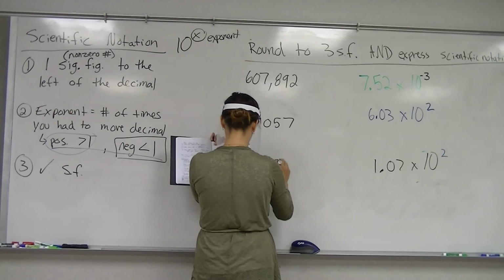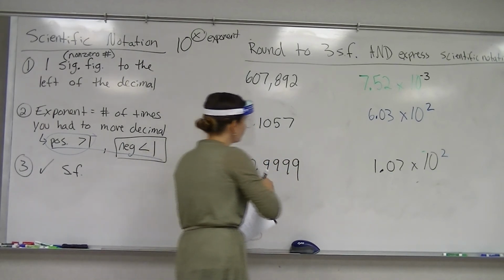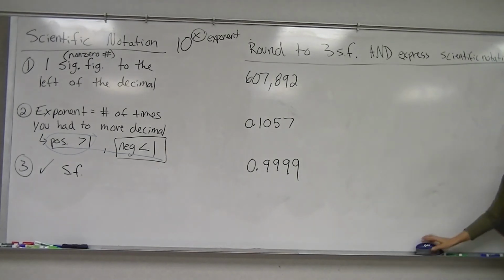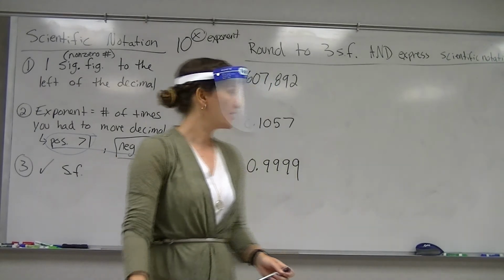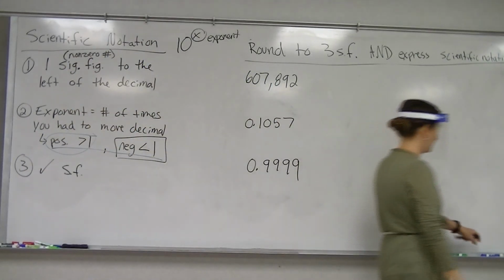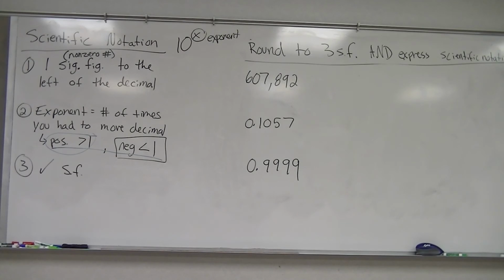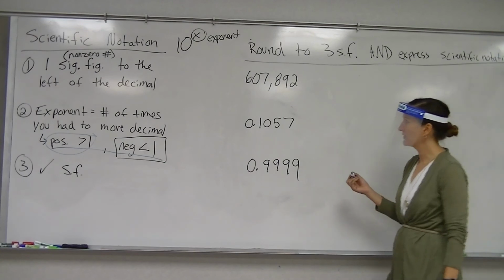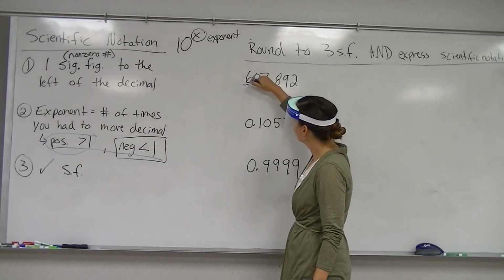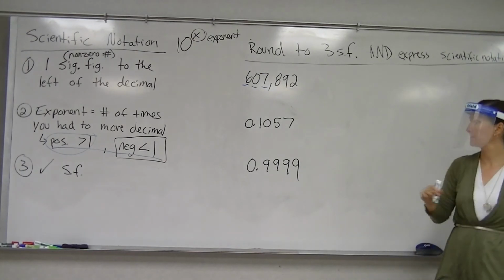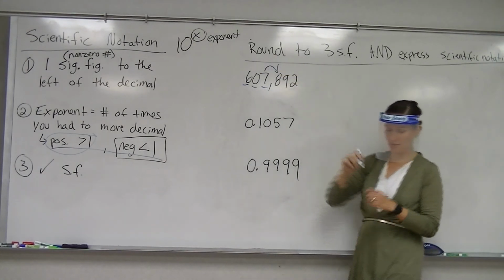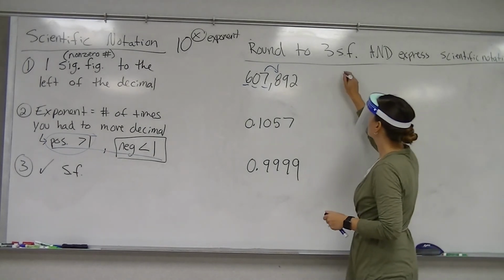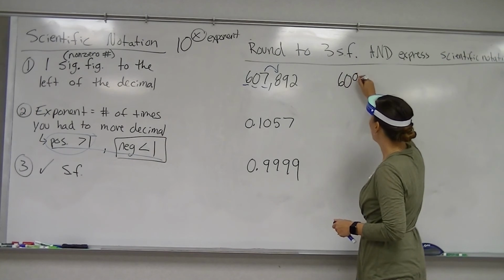Let's do a hard one. That last one's going to be fun. Let's start with the top one here. First thing we want to do is round to 3 significant figures. Start counting at the 6 and go: 1, 2, 3. So we're stopping at the 7. Look to the number next to it. Is that 7 going to stay a 7? No, it's going to go to an 8. So we have 6, 0, 8.